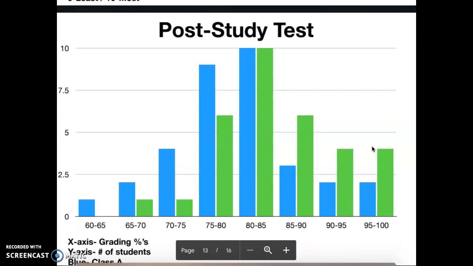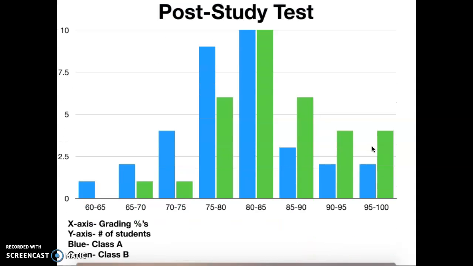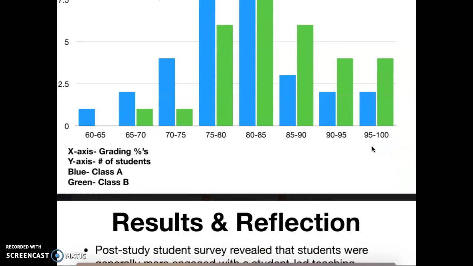And here's the post-study. So on the x-axis, you can see the kids' scoring percentages with their grades. On the y is the amount of kids that scored in that grade range. And then like before, classroom A is the blue bar, and classroom B is the green bar. So as you can see, it is shaped in a very common bell-shaped curve. But more students in the second class, in classroom B, scored higher. And I'll talk about that a little later.